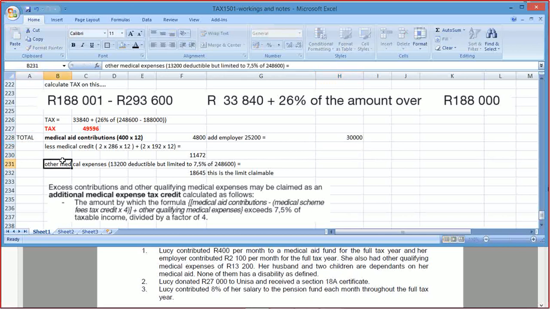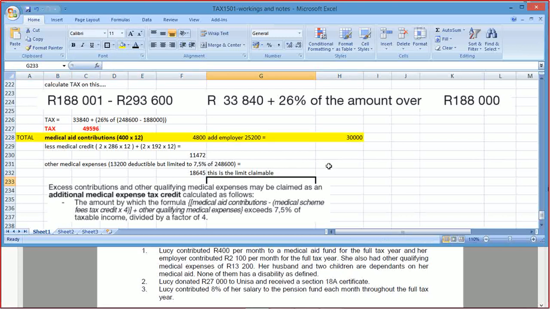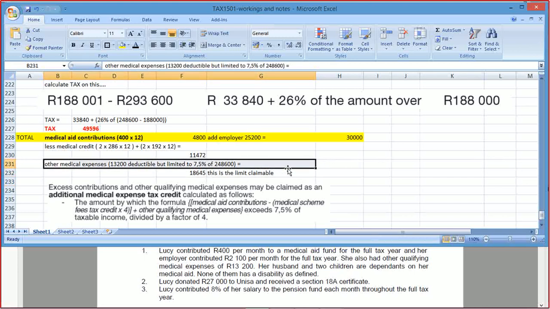To 25,200. Okay, it gives you a total of 30,000. Right, so total medical contributions amount to 30,000. Do you agree? Yeah. Okay, and then obviously we're including the other medical expenses, right? So how much were the other medical expenses? 13,200. Yes, that's what we had there, 13,200.